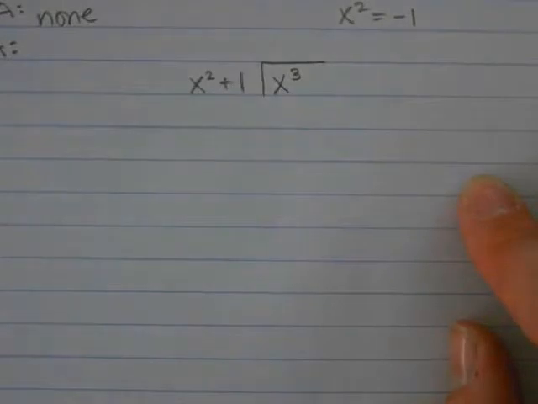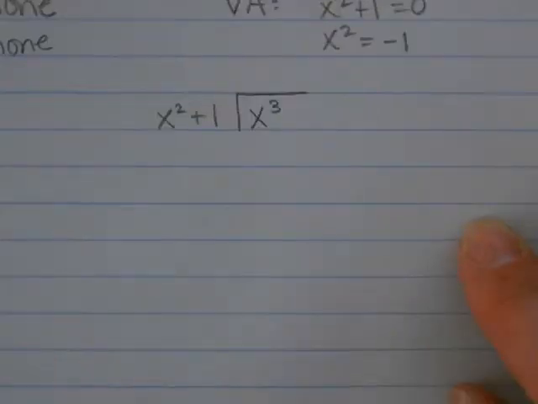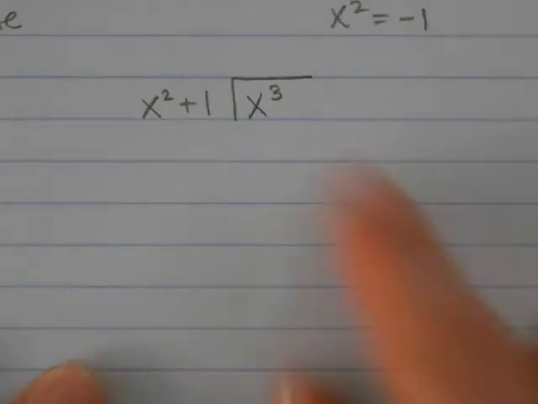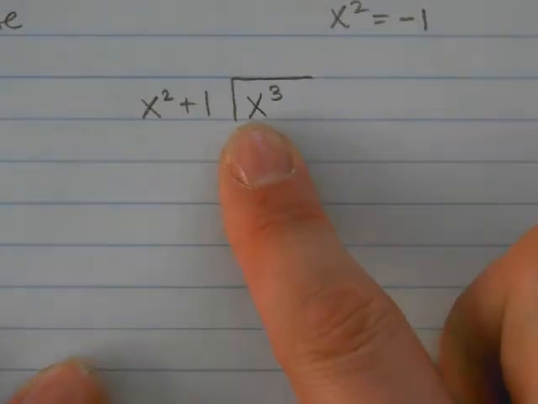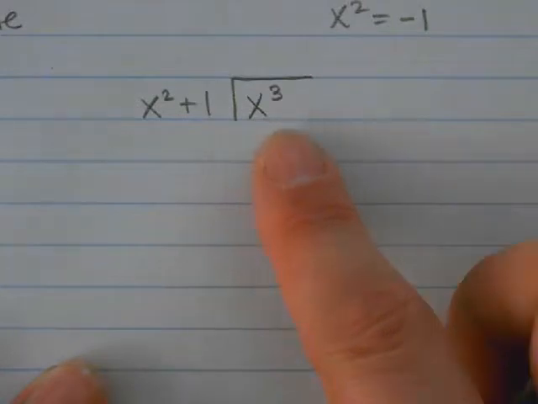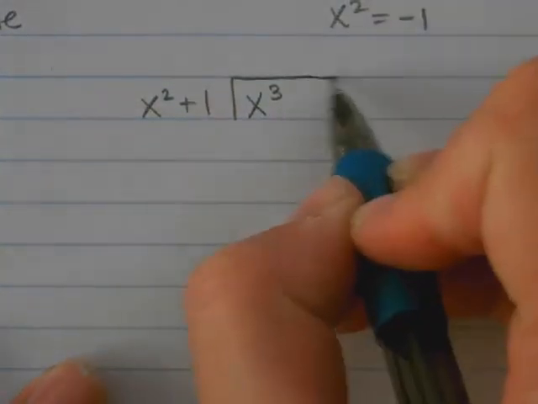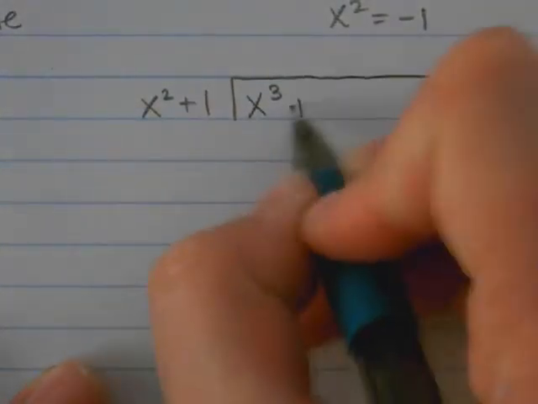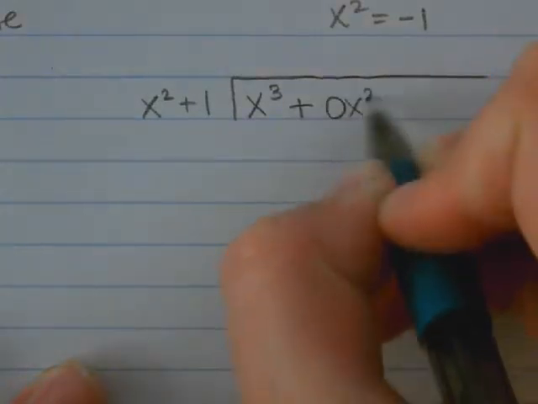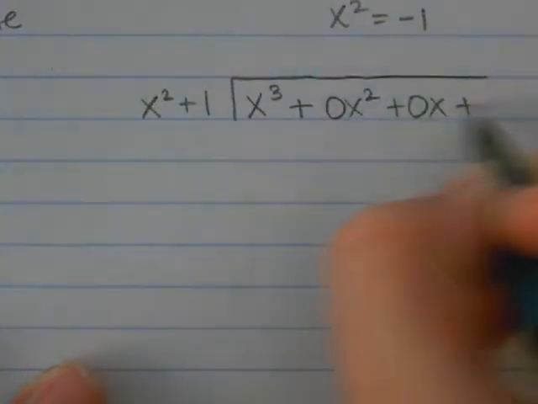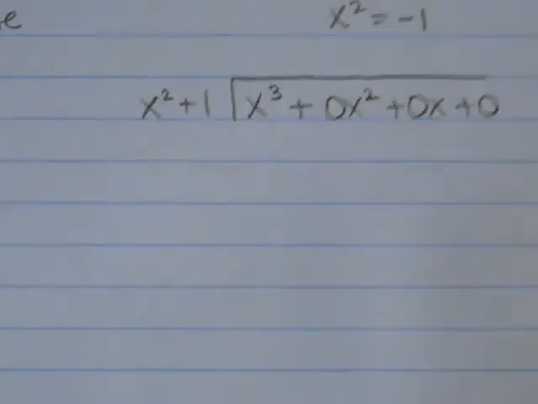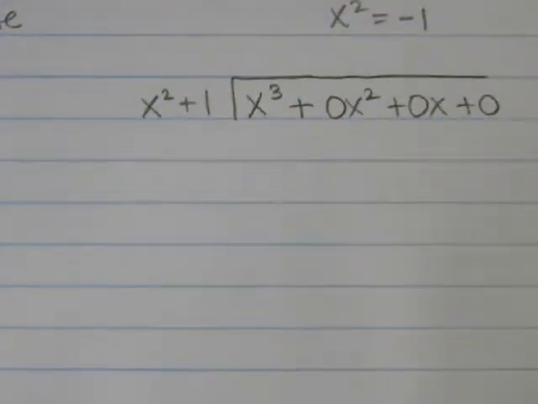So when you're doing a problem like this and you're dividing it, you can't have any missing exponents on the part that is the divisor, the part that's underneath the house. So we're going to say x to the third plus 0x squared plus 0x plus 0. Technically, we're supposed to have all of those things filled in. So if you're missing any of the terms, you just put a 0 in its place. Okay.